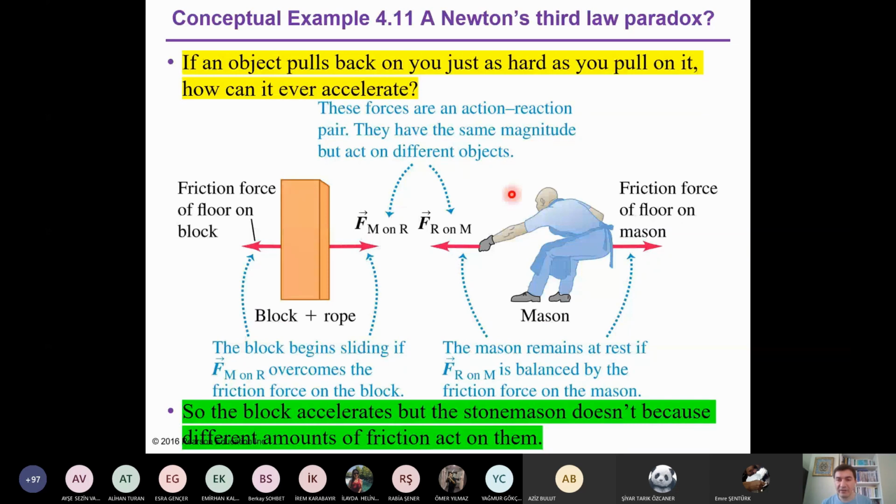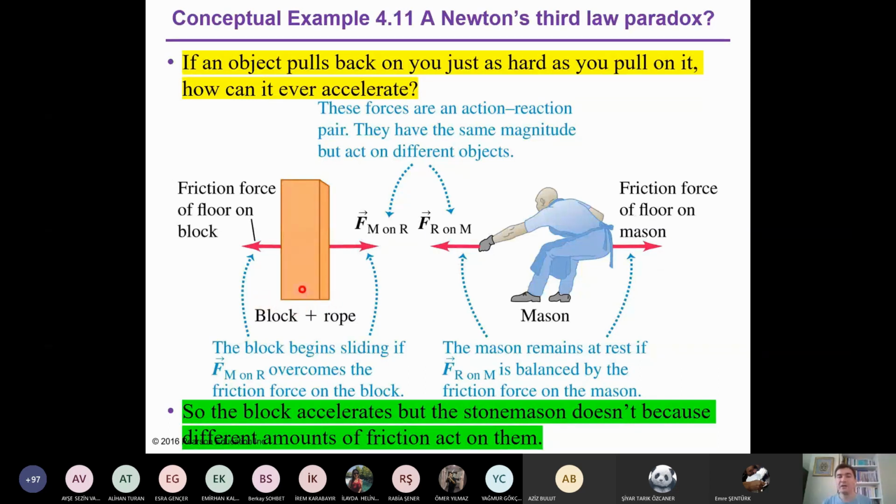This is the question. The answer is related to the friction force between the mason and floor and the friction force between the block and floor. So due to the surface of the shoes of the mason, there is a huge friction force between the mason and the floor here, and due to the surface of the block, there is a smaller friction force between the block and the floor.